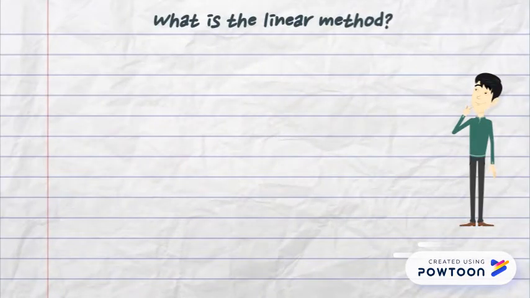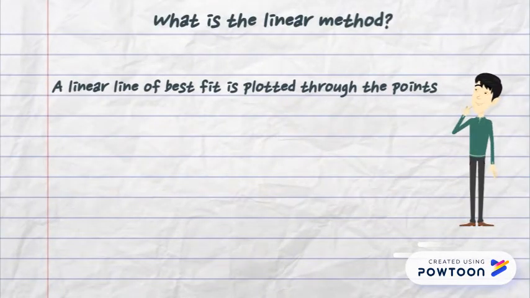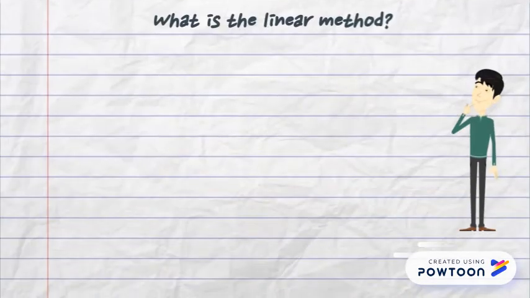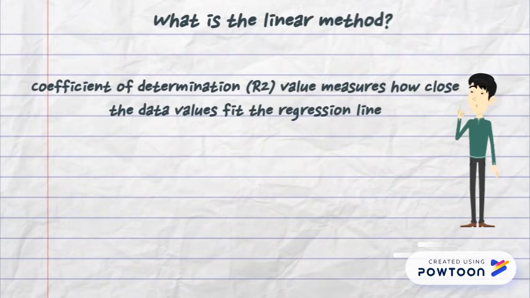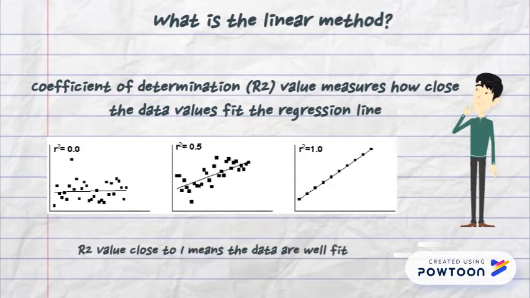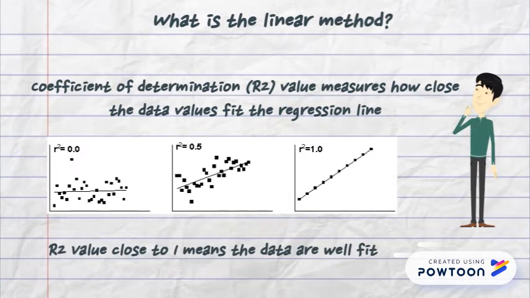So what is the linear method? A linear line of best fit is plotted through the points, and the linear method also uses the method of least squares. The coefficient of determination, R square value, measures how close the data values fit the regression line. An R square value close to 1 means the data are well fit.